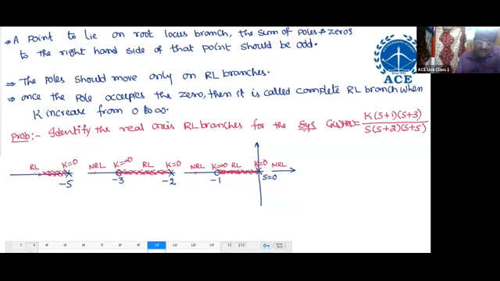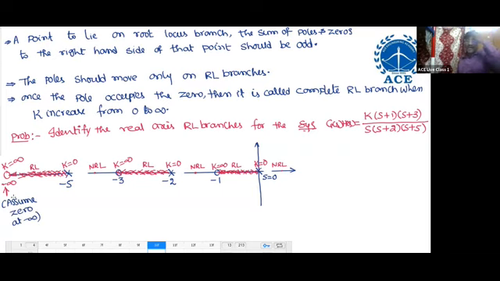Then what happened? There is no zero, so it goes to infinity. We will assume a zero at minus infinity, where k equals infinity. This is assumed, it does not exist. So that will give the angle of asymptote, it will come.